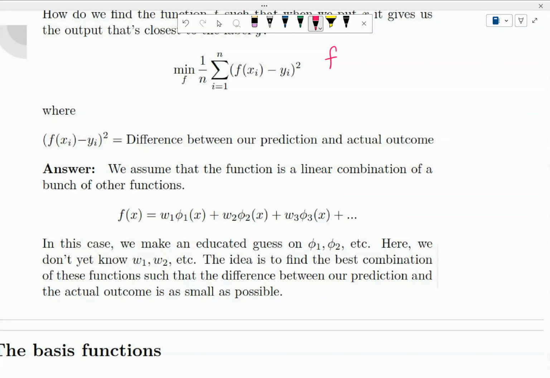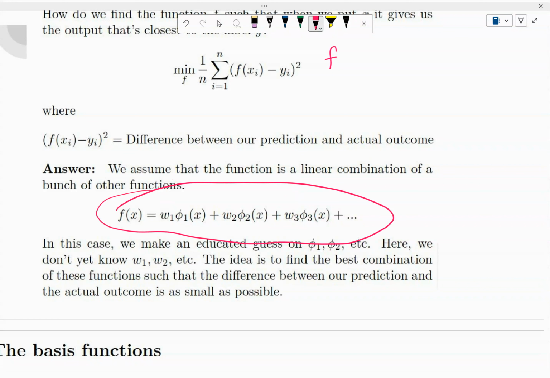So we pick these functions ahead of time. And then what we do is we find the weights of the combination of these functions. How much weight should we put in this function? Maybe we want to put a zero because this function doesn't help us. Maybe we want to put a large number here. So it's a weighted combination of the functions.